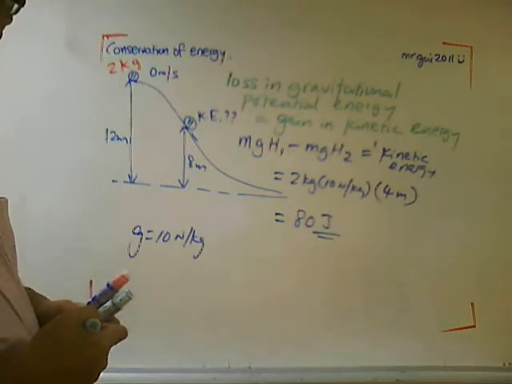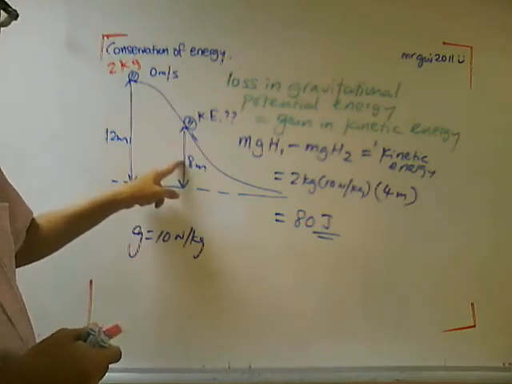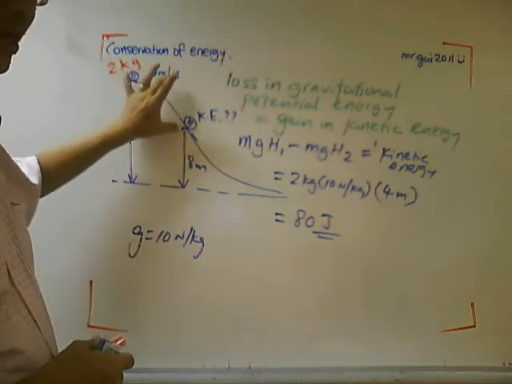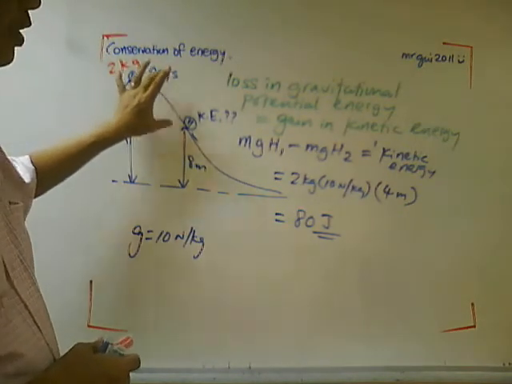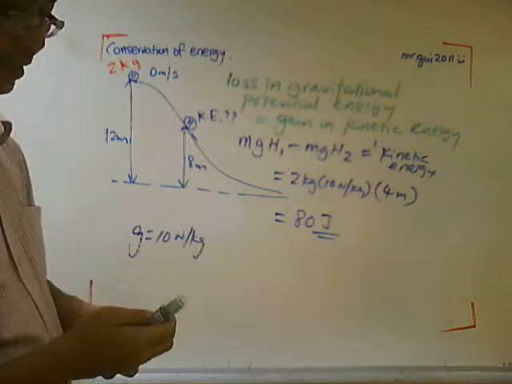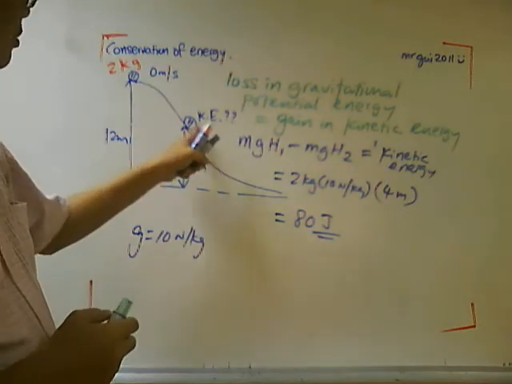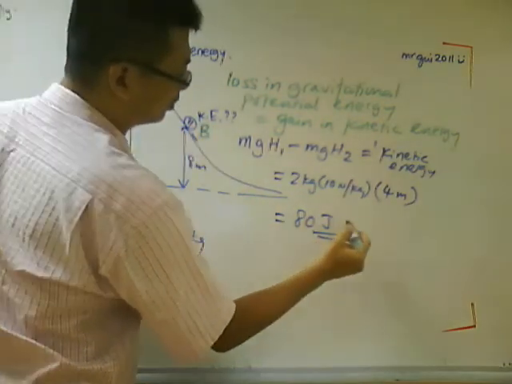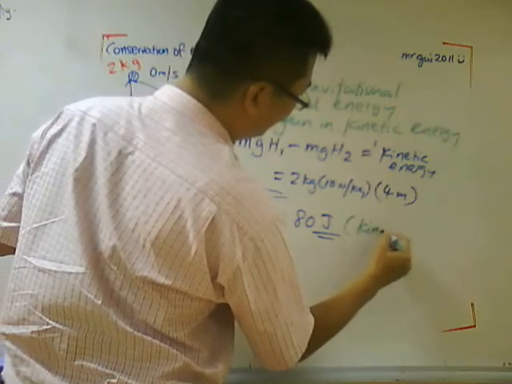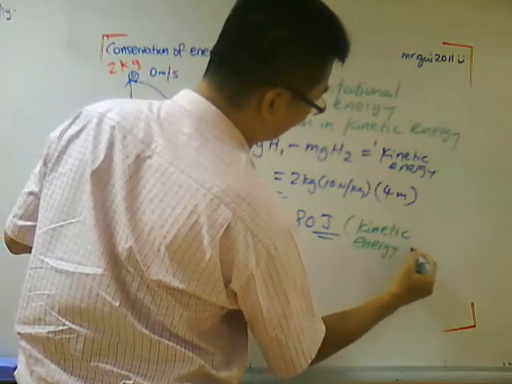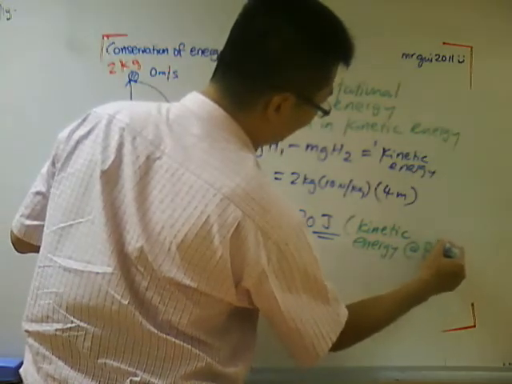Now the common mistake is to use 8 meters. We have to take the difference in height for whatever loss in gravitational potential energy. So this will be the kinetic energy at this point. Say if we call this point B, so this will be the kinetic energy at point B.